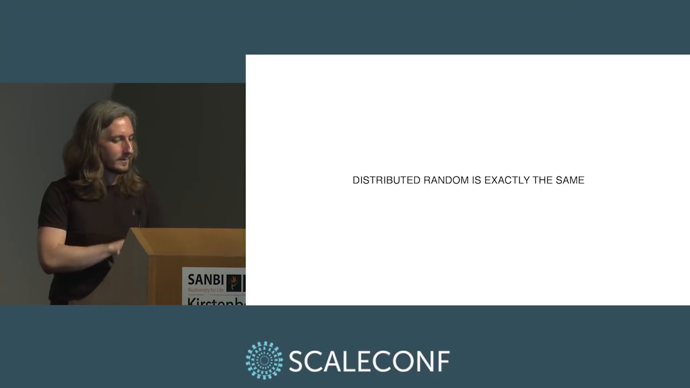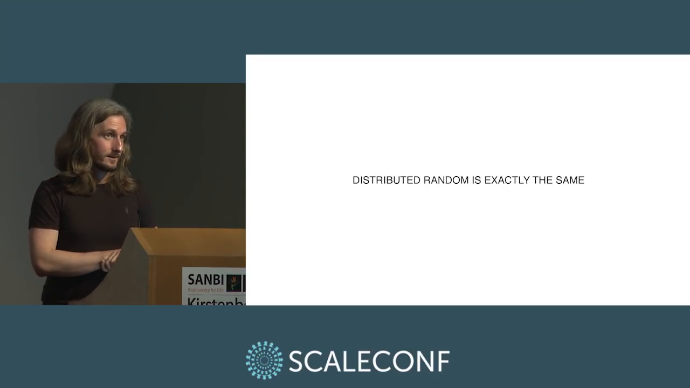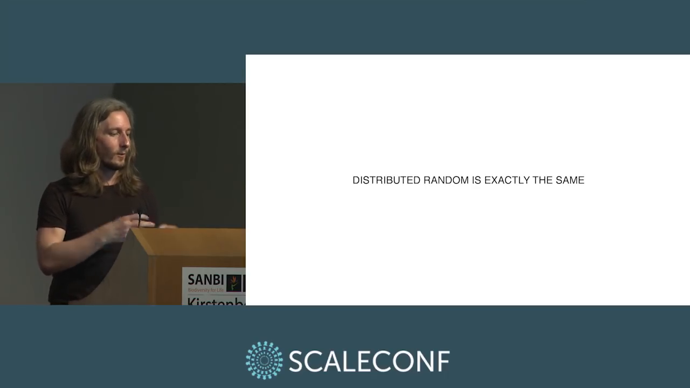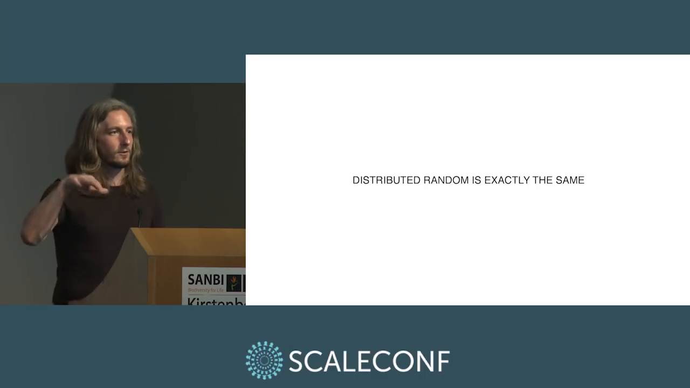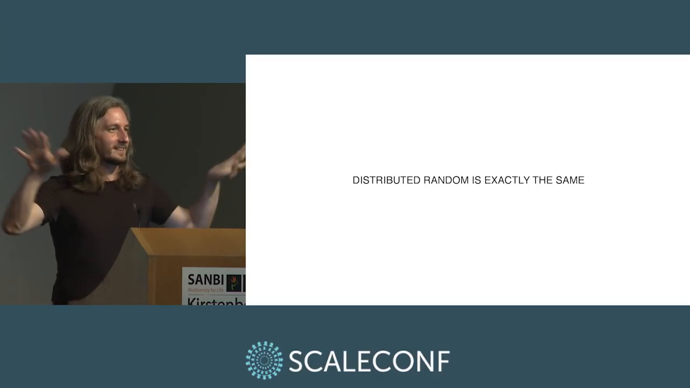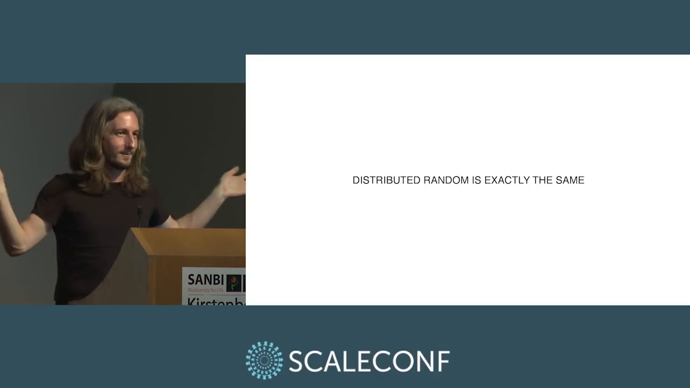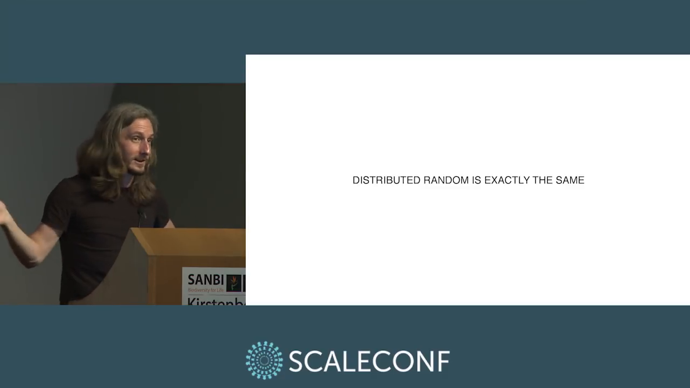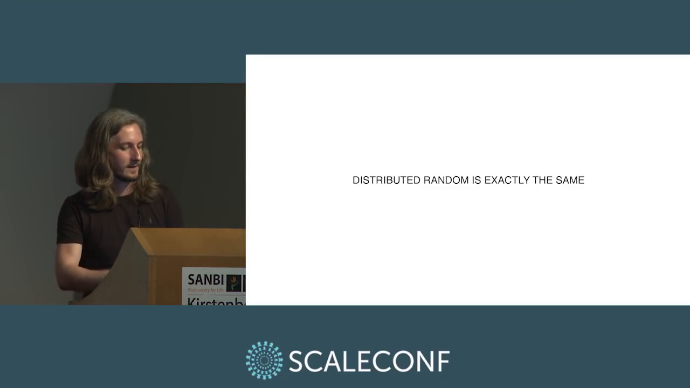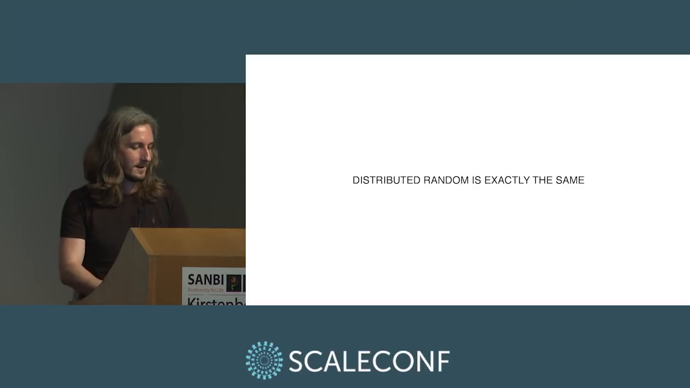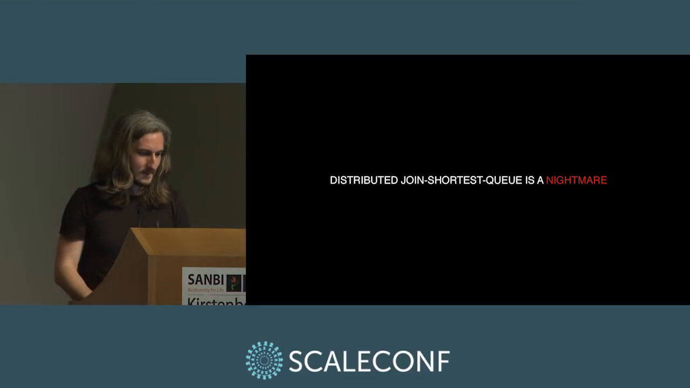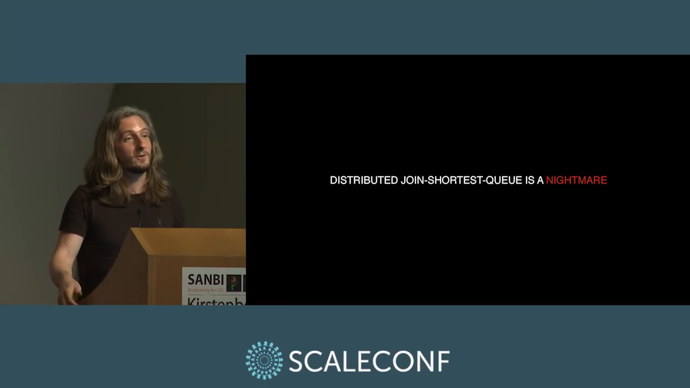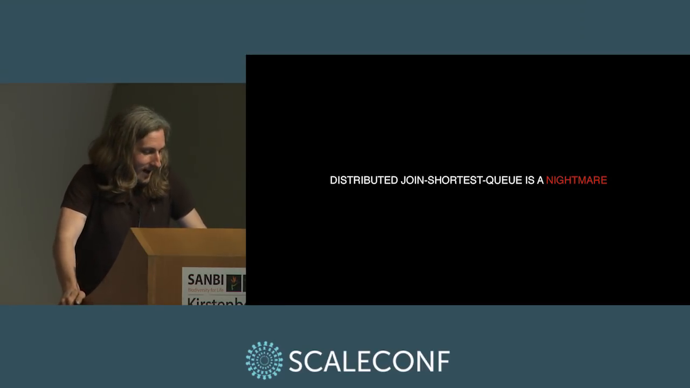Well, as I mentioned at the very beginning, it doesn't make everything harder. Distributed random is actually great, and this is probably one of my favorite things about random. It's identical. You make no changes. It is magically distributed. You just set them up. It's still random. There's no communication necessary between the different load balancers. They're just doing their random thing. However, distributed join shortest queue is a freaking nightmare.